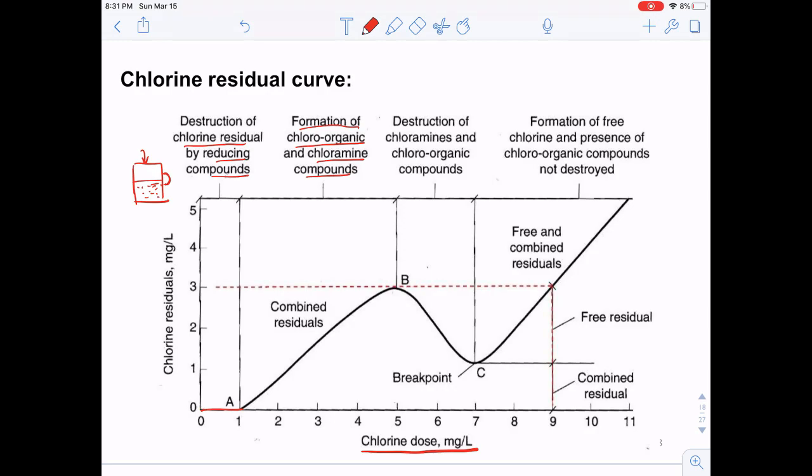So as we further increase the chlorine dose, as you can see, the chlorine residue will decrease, and this is because of the destruction of these chloramines or chloroorganic compounds by oxidation. And after these compounds are fully oxidized, then the chlorine residue concentration is going to increase.